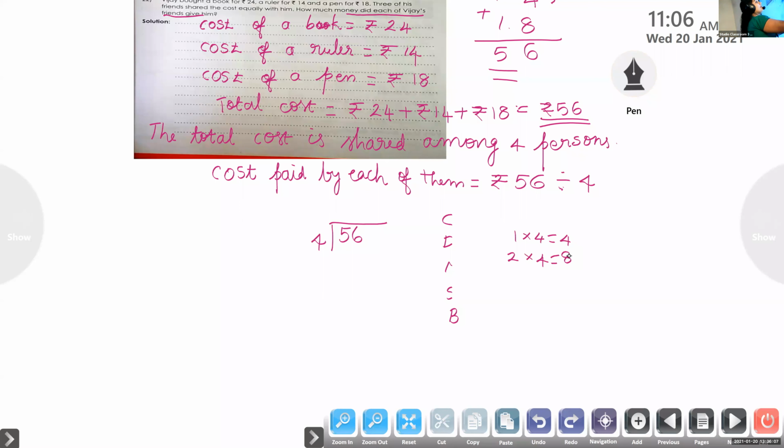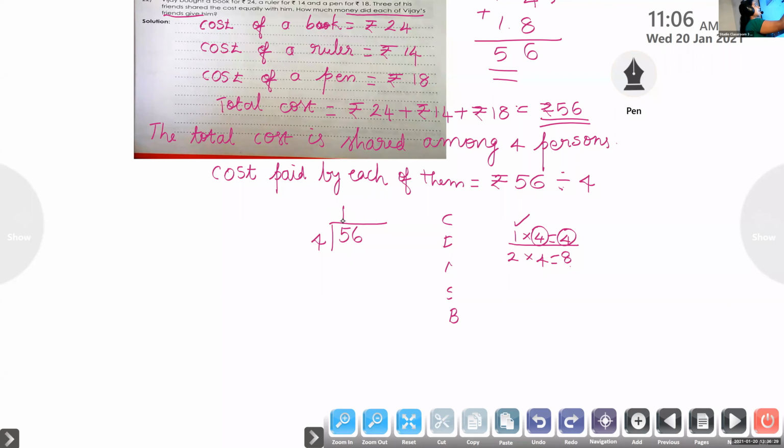So we can go for a less and nearest number. Can we take 8? No, because it is greater. So we can take 1 4 is 4. From this, 4 divided by 4 is equal to 1. That 1 we can write on the top of the bracket.